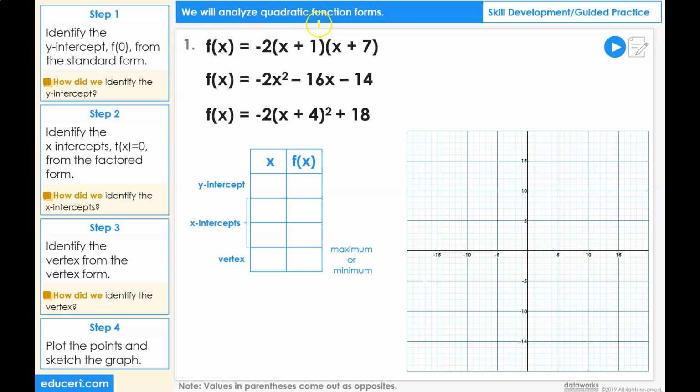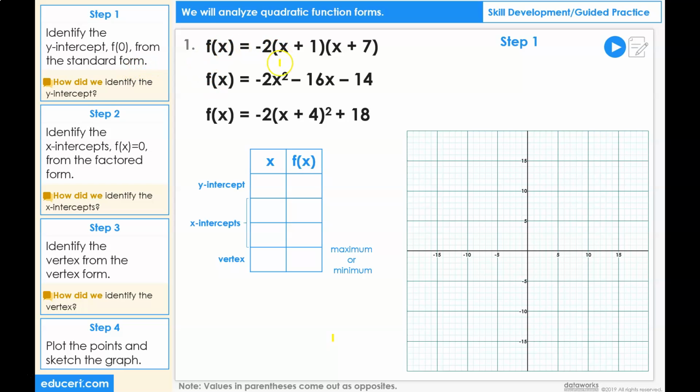Let's analyze quadratic function forms. Problem number 1. We have three functions that represent the same parabola. Step 1. Identify the y-intercept, f of 0, from the standard form.